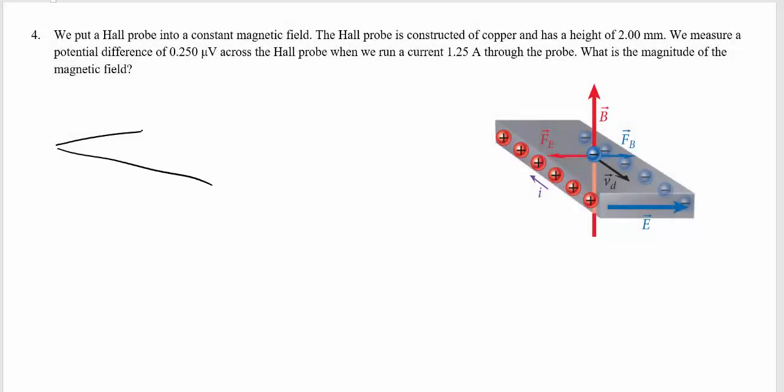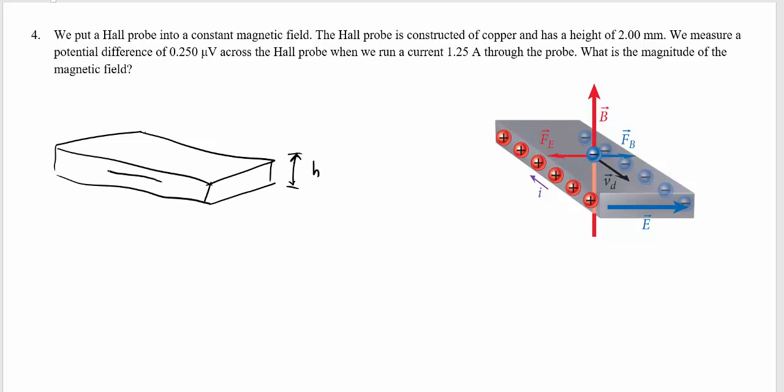In this problem, we're looking to find a magnetic field using a Hall probe. In a Hall probe, we have a current flowing through a conductor. In this case, the height of the conductor is h, and there is a magnetic field that we're trying to determine. Keep in mind that the direction of current by convention is the direction in which positive charge moves. We know the electrons are the ones that are moving in the opposite direction with velocity v.